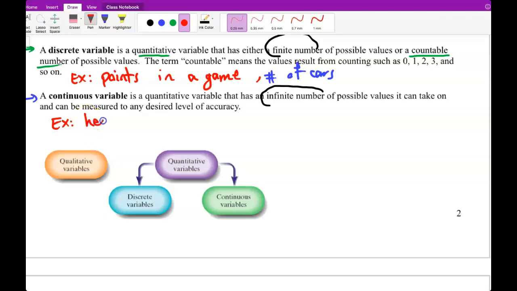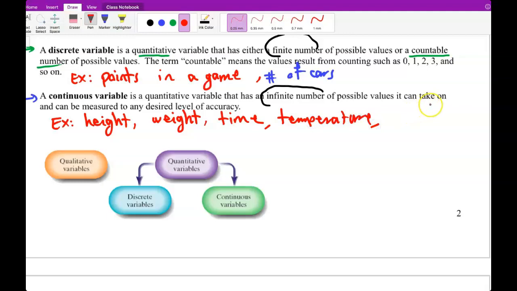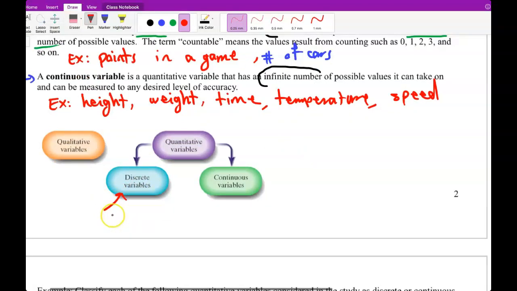For example, I can have height, weight, time, temperature, and one more, speed. So here discrete variables are a finite number. But here continuous we have infinite.